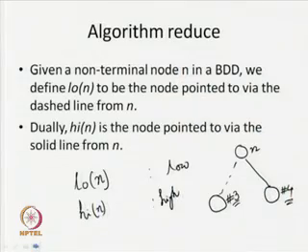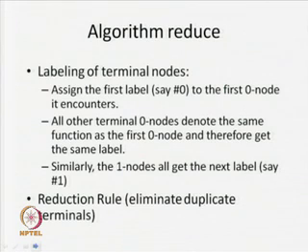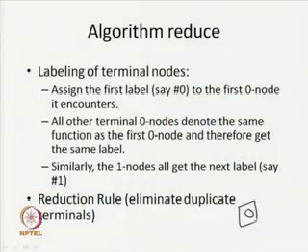So the first task is to label each and every node. How are we going to label the nodes? We give label 0 to the first 0 node it encounters. We follow a bottom up approach, starting from the terminal nodes. We may have one or more terminal nodes labeled 0, and we assign label 0 to those nodes. Similarly, terminal nodes labeled with 1 are assigned label 1. If we have more 0 nodes, we give the same label 0 to those nodes.